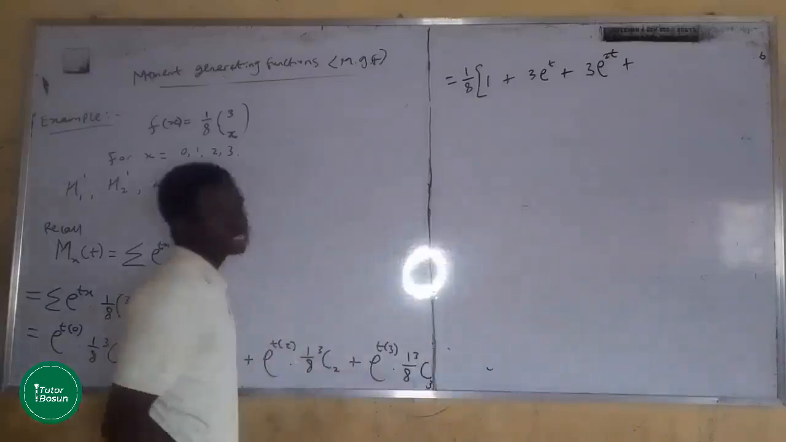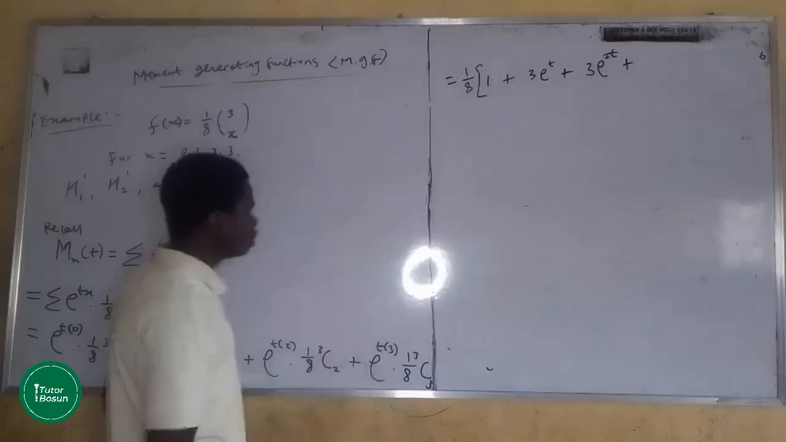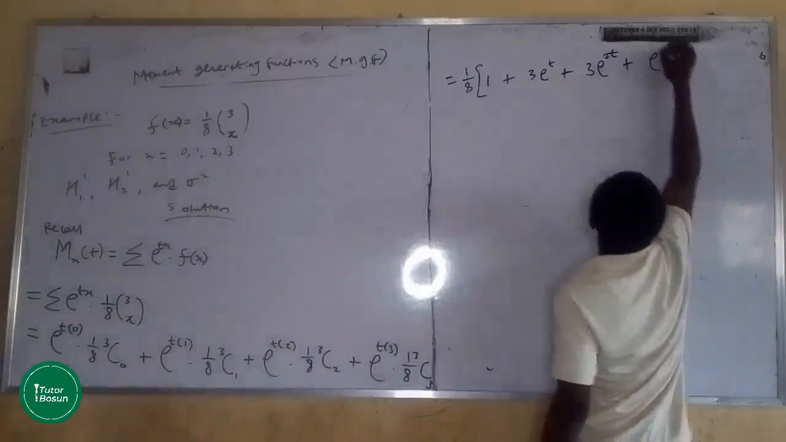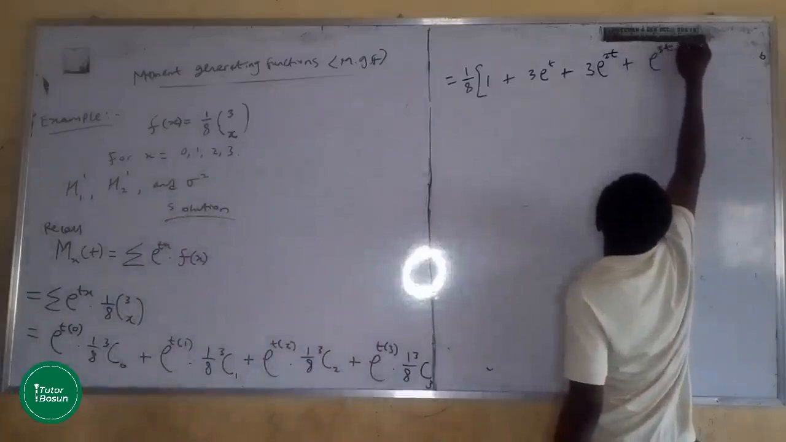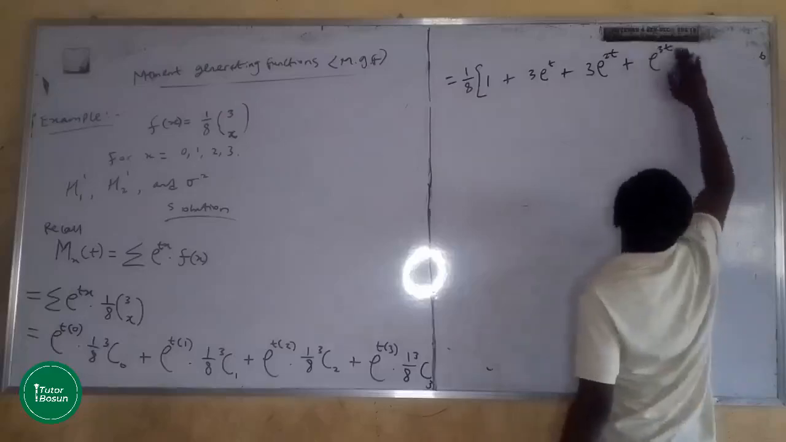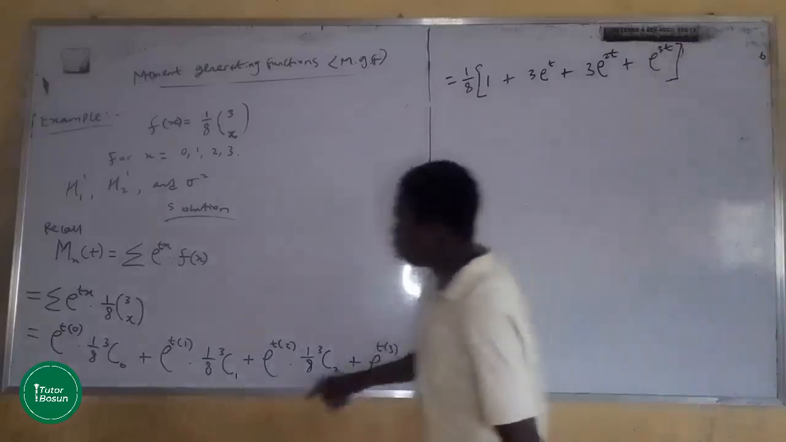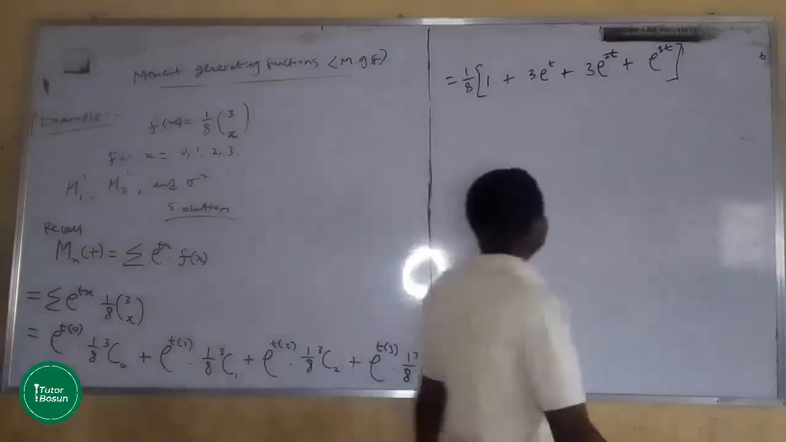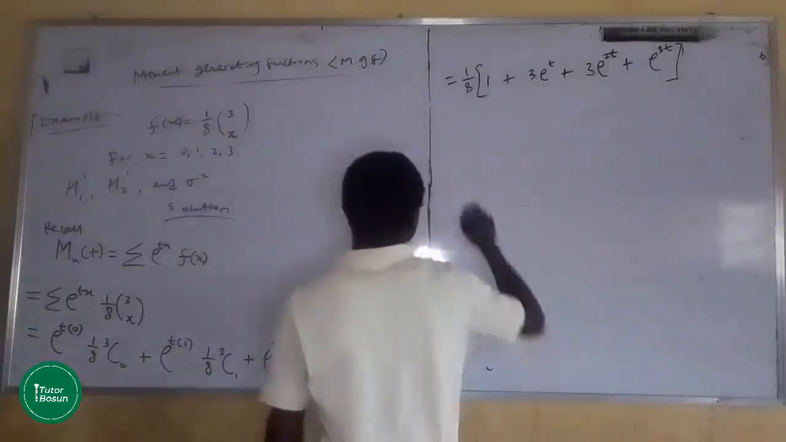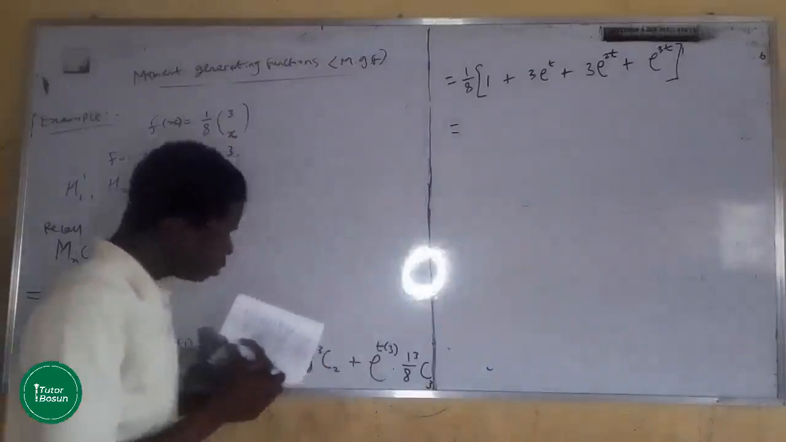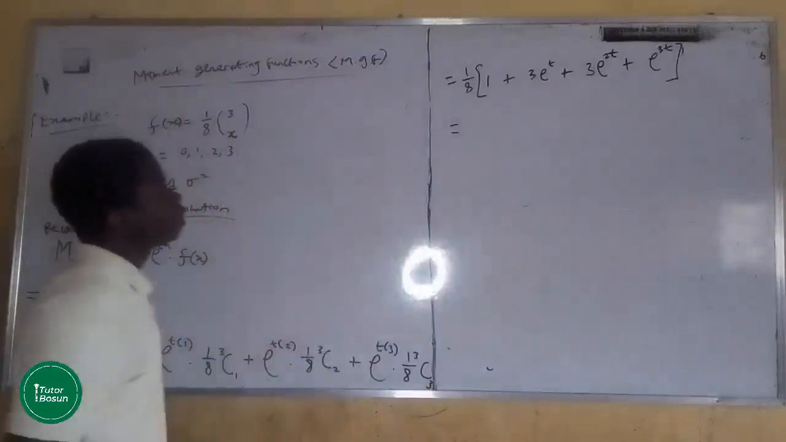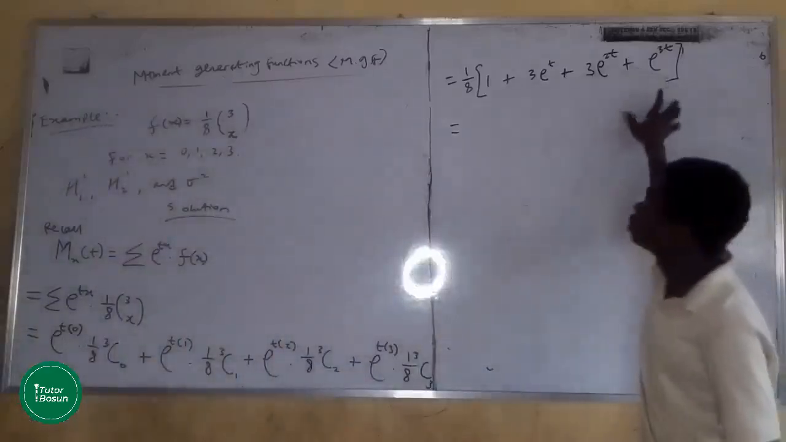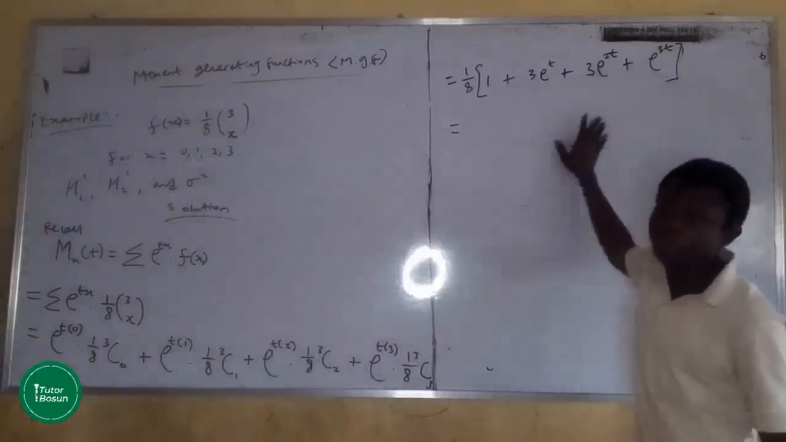So 1 times exponential 3t is going to be exponential 3t. So we brought out all the 1 over 8. So the next thing we need to do, we need to break this down. We need to factorize this. We want to reduce this expression by factorizing it.